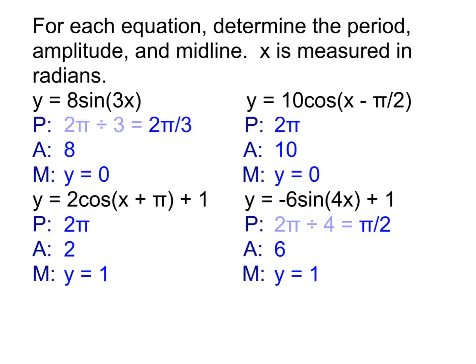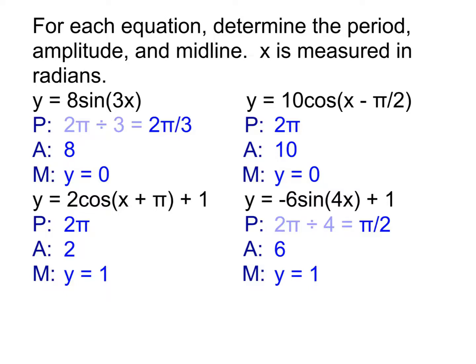Just like in the last one, we saw how that 180 did not change the period, the amplitude, or the midline. The same thing happens here when I add pi, for instance, because it's adding or subtracting it. It's a phase shift only. And the last thing to note here is in the last one, in order to find our period for that one, we did 2 pi divided by 4. Well, that starts as a fraction of 2 pi over 4, but then we do need to reduce it. So that's why the final answer there is just pi over 2.